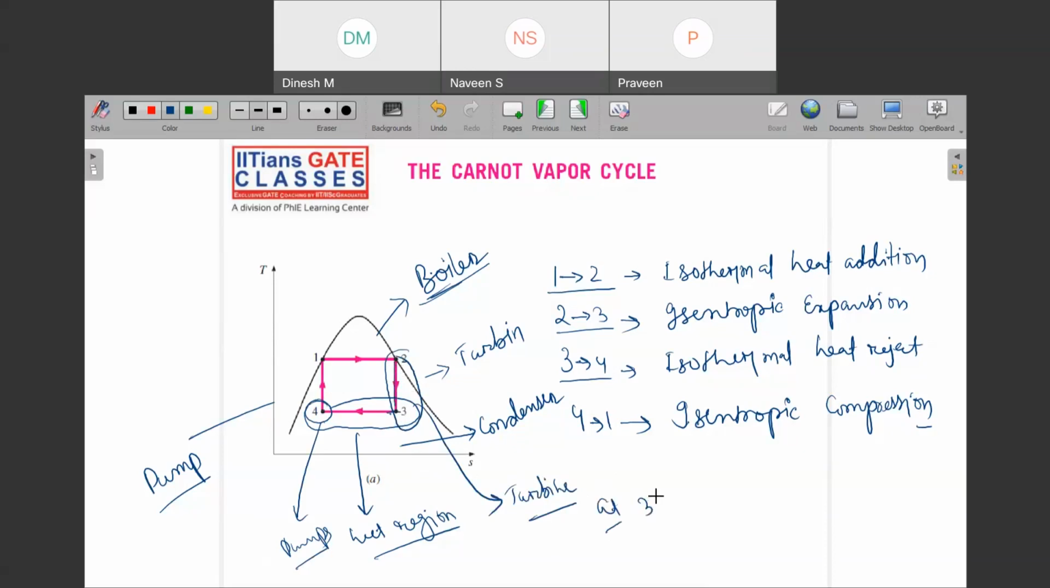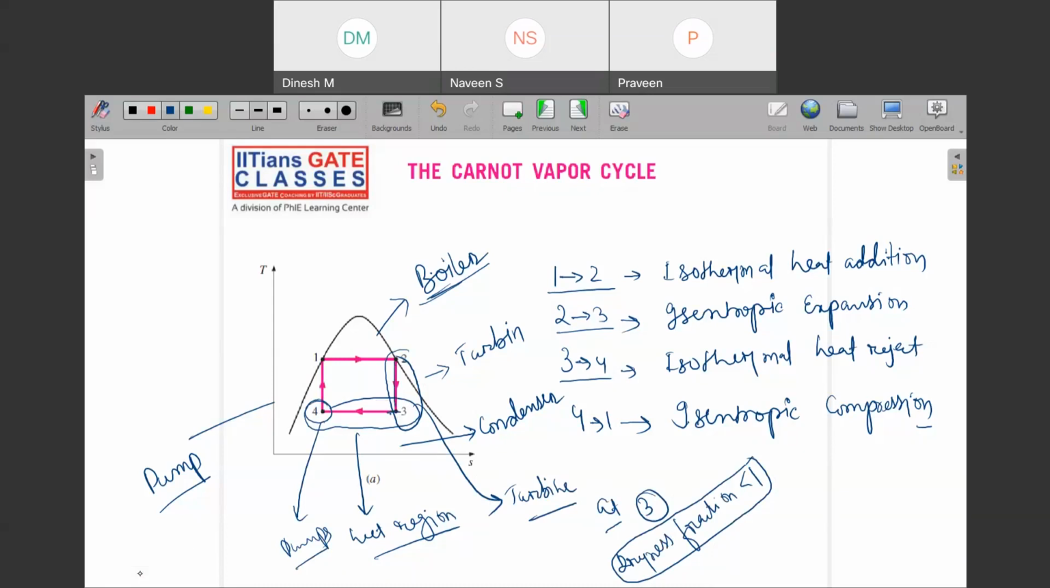at 3, x value means dryness fraction. Dryness fraction we know, right? So dryness fraction is less than 1. If dryness fraction is less than 1, then what does it mean? That there will be some amount of moisture also, and this moisture can hamper your turbine blades. So that is why we do not work upon Carnot cycle.